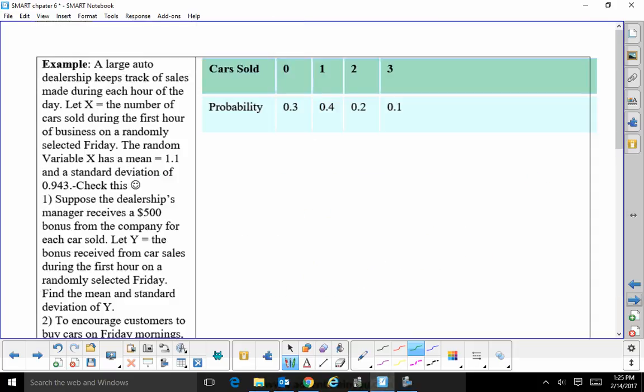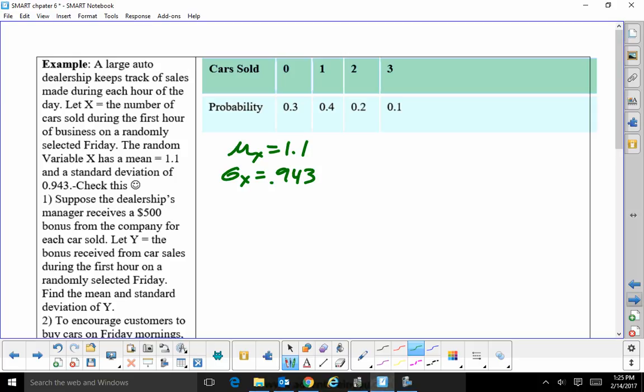All right. A large auto dealership keeps track of sales made during each hour of the day. X is the number of cars sold during the first hour of business on a randomly selected Friday. It told me that I have a mean of 1.1 and a standard deviation of 0.943. You can check this if you want, but I know how to do it. Yes?